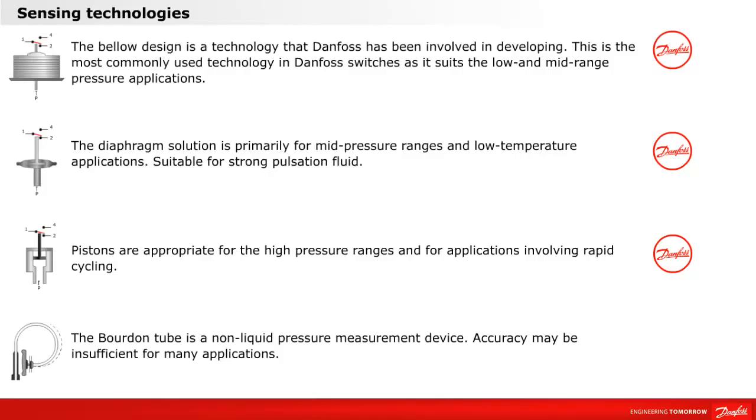Danfoss uses three of these element types: bellows, diaphragm, and spring-loaded piston. These are indicated by the Danfoss logo. Most Danfoss controls use the bellows technology.